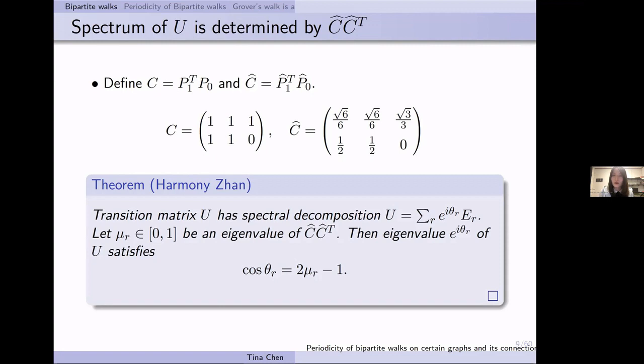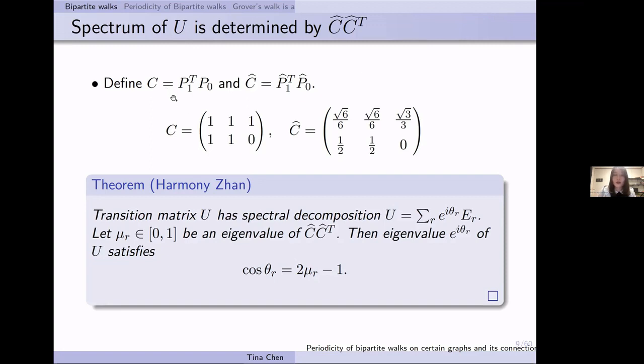But in the discrete case, in general, the Hamiltonian of your discrete walk has no direct connection with your underlying graph. But in the case when the graph is biregular, I'm going to show you the spectrum of your transition matrix is determined by the spectrum of the graph. But first, we need a new matrix C.